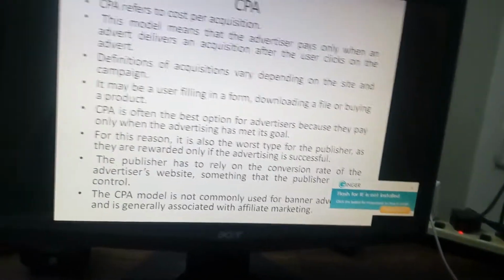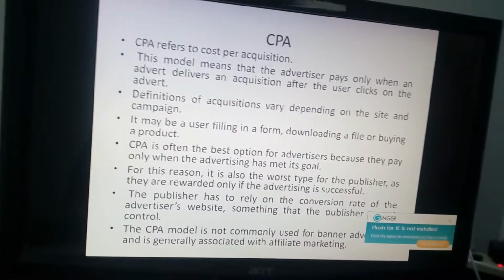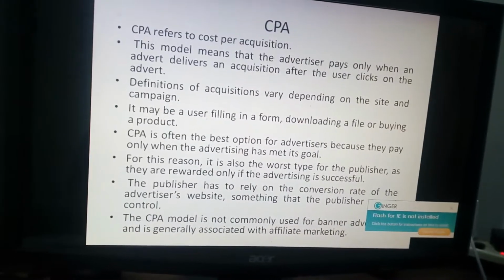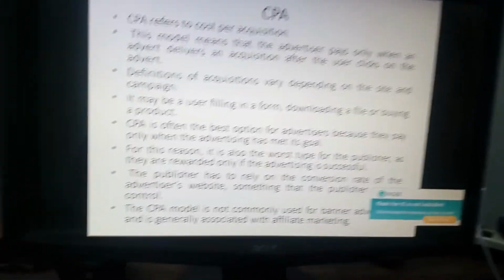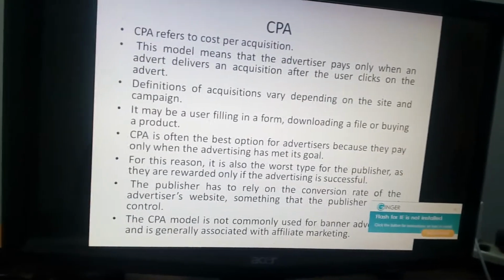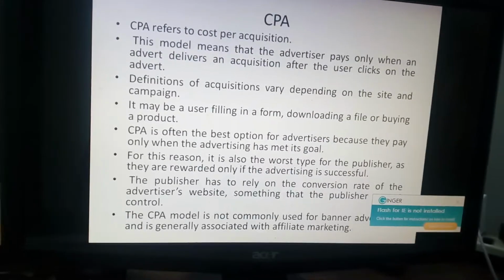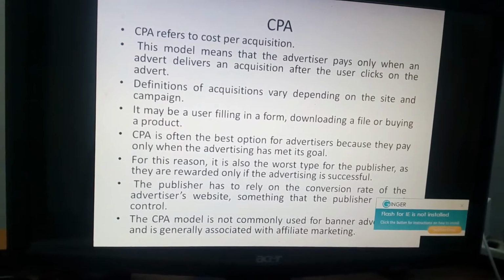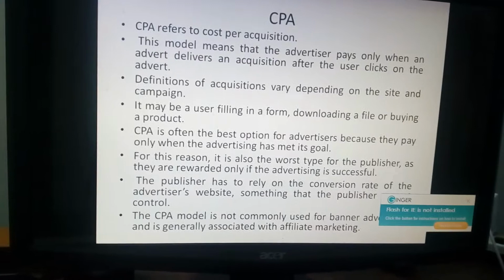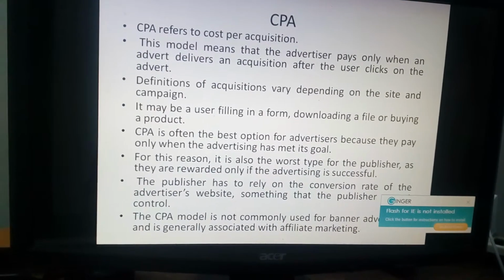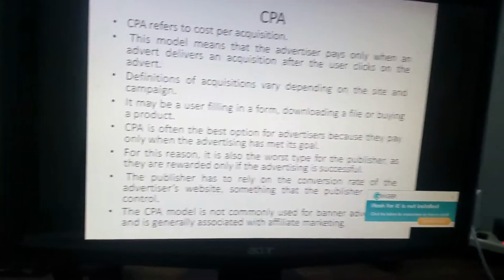Next one is CPA. CPA refers to cost per acquisition. That means the advertiser pays only when an advert delivers an acquisition after the user clicks on the advert. So the visitor or interested party visits the web page, the person clicks the advertisement, later the person purchases the product or services. At that time only the money is paid by the advertiser to the publishers. That comes under cost per acquisition.